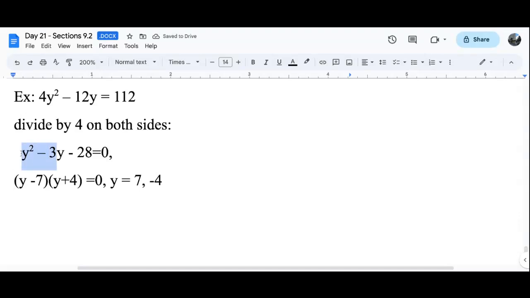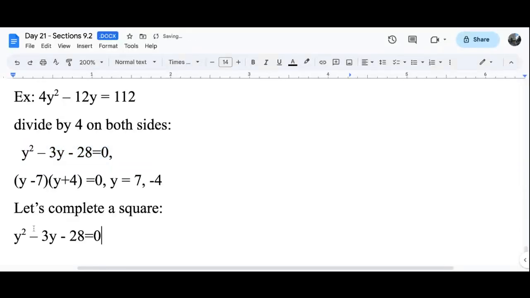So we get y squared, negative 12 divided by 4, that's negative 3. And 112 divided by 4, that's 28. We move it to the other side, equals 0. And we can factor this, but let's complete the square. Okay, let's try this method. With this method, we want to write this equals 28.